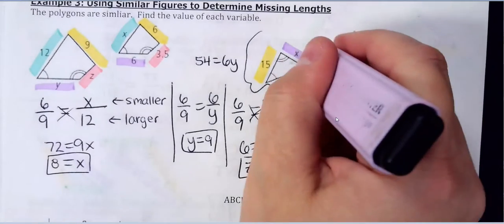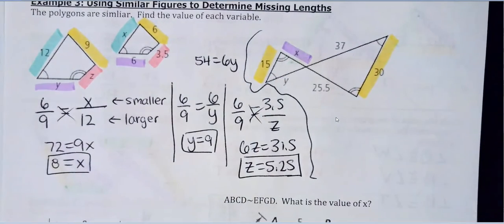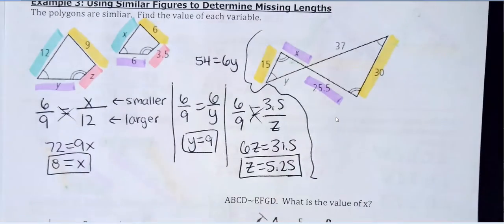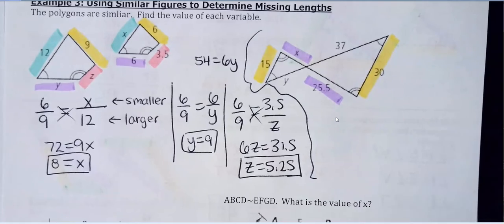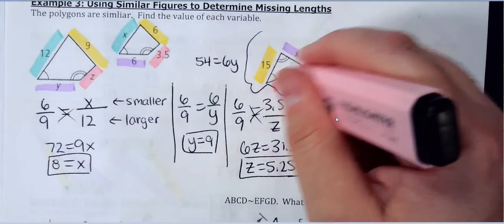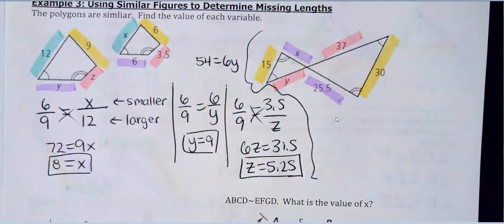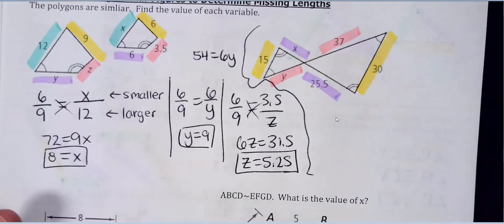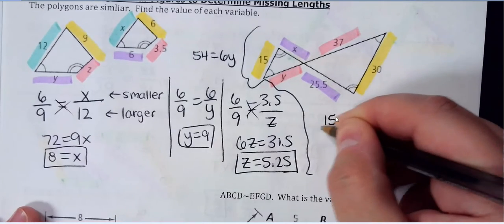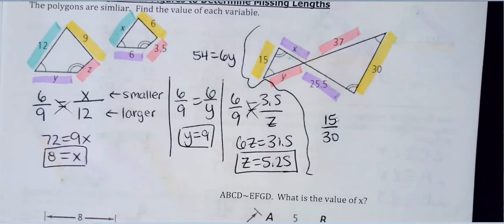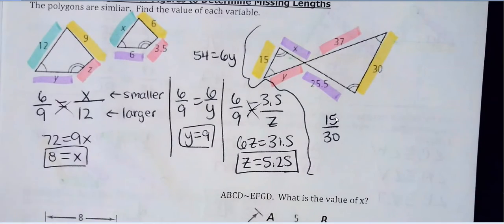Which side would go with the x? Would it be the 25.5 or the 37? Good. Okay, so this is tricky, but that would go there. And so then the other set of corresponding sides, the 37 and the y. Completely up to you how you want to do this, because you can reduce, but I would put the 15 and the 30 together. These have to be in proportion with all the other sets. If you want to reduce that to 1/2, you can. If you want to leave it alone, you can.